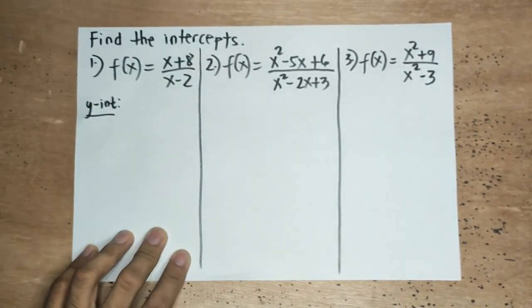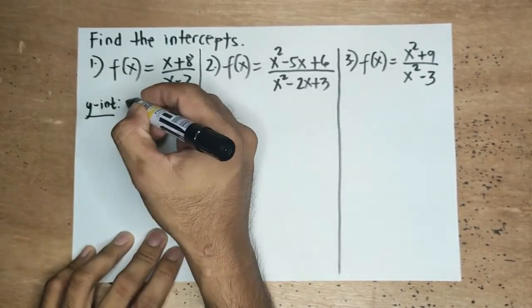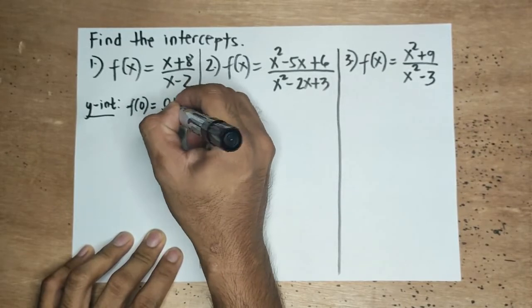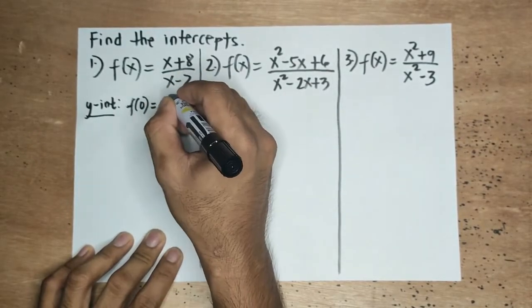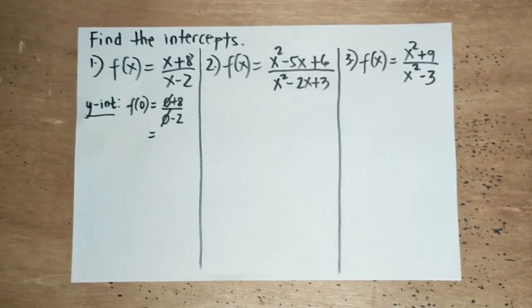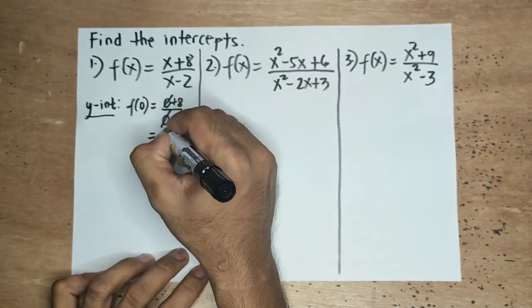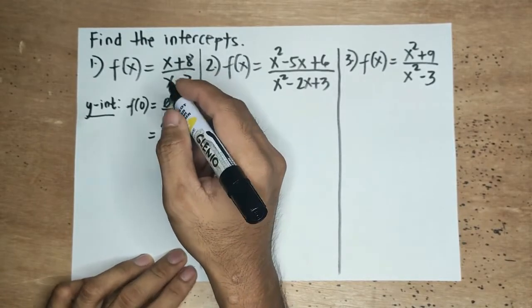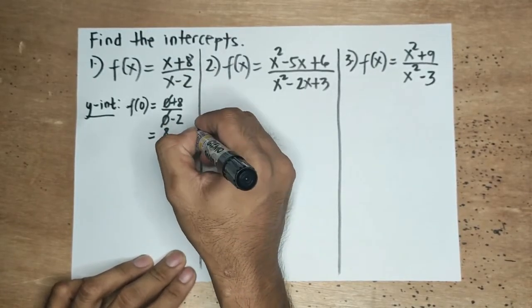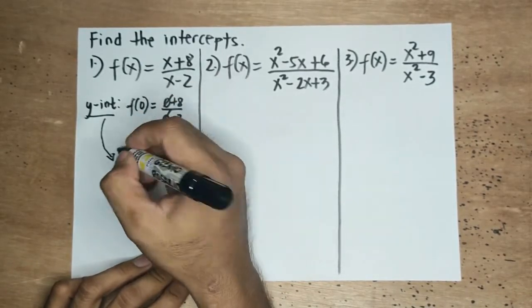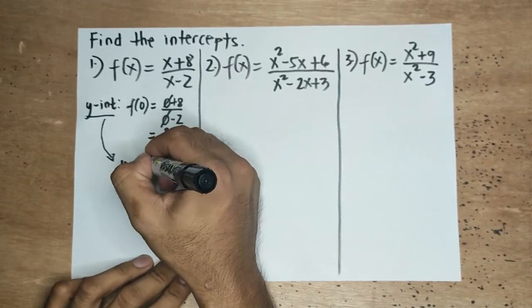So how do we find the y-intercept? We substitute 0 to all the x's. Okay, so we have f of 0 is equal to 0 plus 8 all over 0 minus 2. Mawala na siya kasi 0 plus 8 is just 8. Then 0 minus 2 is negative 2. So 8 divided by negative 2, that is equivalent to negative 4. Therefore, the y-intercept is y is equal to negative 4.